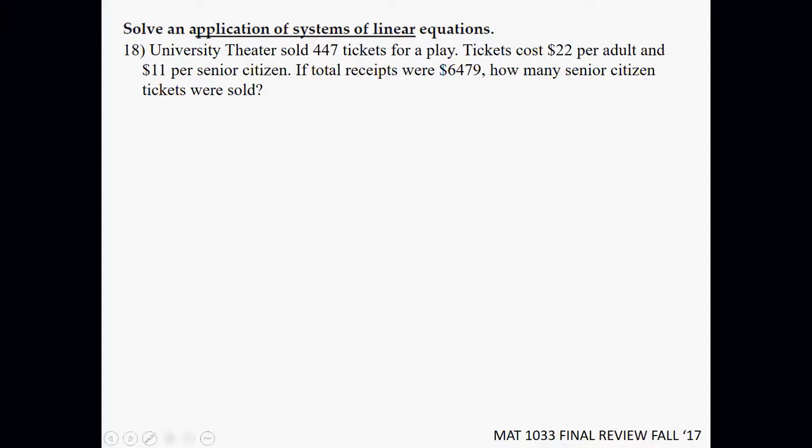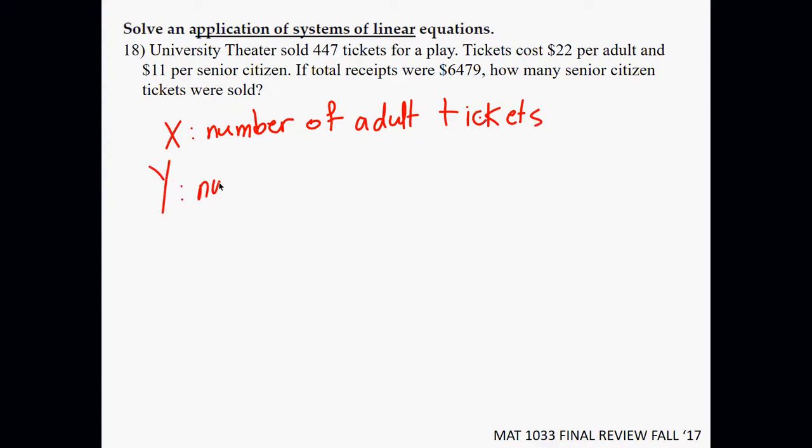So, we have two unknowns. We can let the first one be x, which is the number of adult tickets. y will be the number of senior citizen tickets.